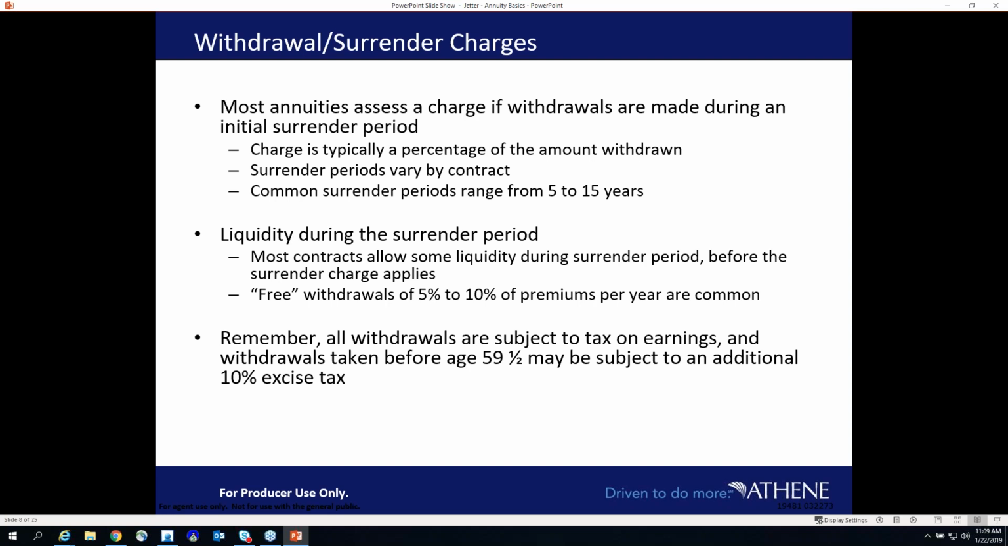During that surrender charge period, however, most contracts are going to offer liquidity to your clients for penalty-free withdrawals. Most contracts allow some liquidity during the surrender charge period before the surrender charge applies. So that would be your penalty-free withdrawal amount. Most common are going to be between about 5 and 10% penalty-free each contract year. Again, that will vary by the contract. Every contract's a little different. Just remember, all withdrawals are subject to tax on earnings, and withdrawals taken before the age of 59 and a half may be subject to an additional 10% IRS excise tax.